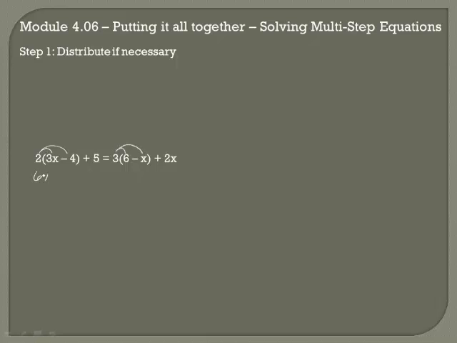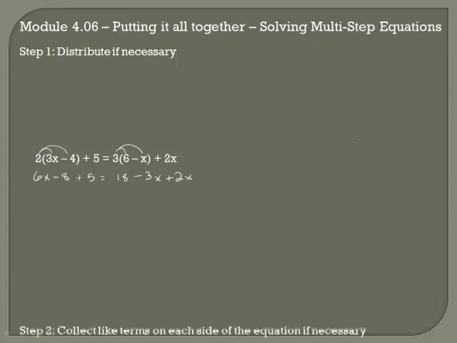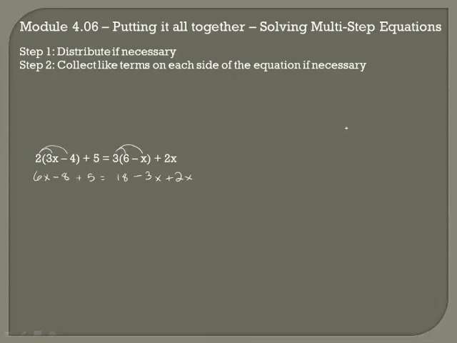So I'll have 6x minus 8, that's 2 times 3, 2 times 4, plus 5 is equal to 3 times 6 gives me 18, and 3 times negative x gives me negative 3x plus 2x. Then we collect like terms on each side of the equation if necessary. Negative 8 and 5 are like terms, so I'll have 6x minus 3, and then negative 3x and 2x are like terms, giving me 18 minus x.